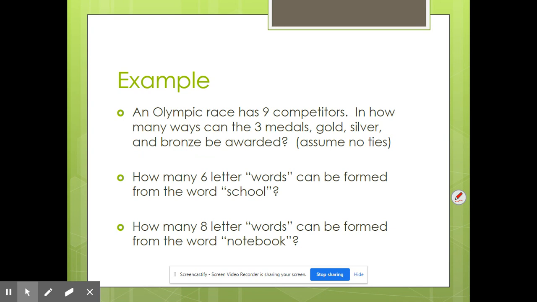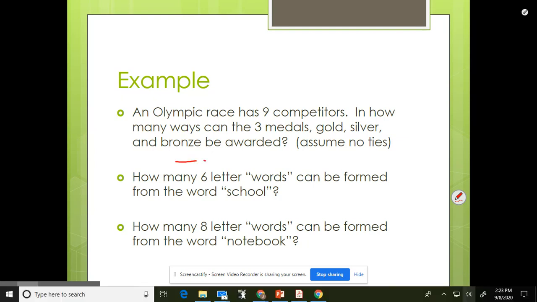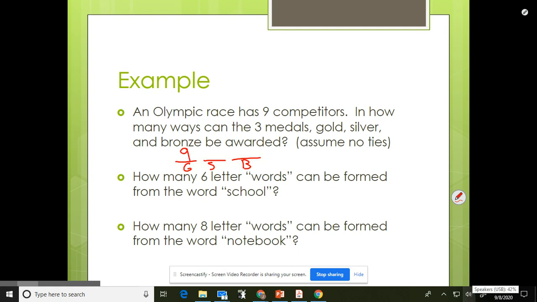Okay, so in this example, we have 9 competitors. How many ways can our 3 medals be awarded, assuming there are no ties? So basically, I have my gold, my silver, and my bronze. I have 9 people that can get the first one. I can't have repeats, right? I can't give all 3 to the same person, unless they're really good. But 9 times 8 times 7, right? So nothing crazy there. These next 2 are probably the hardest things you'll see in this section.